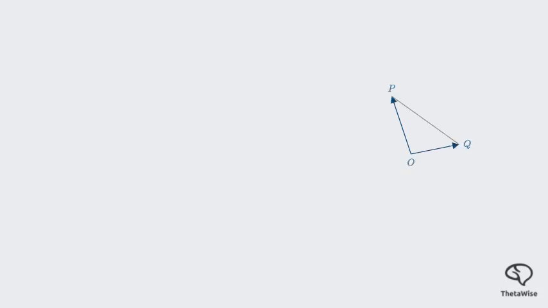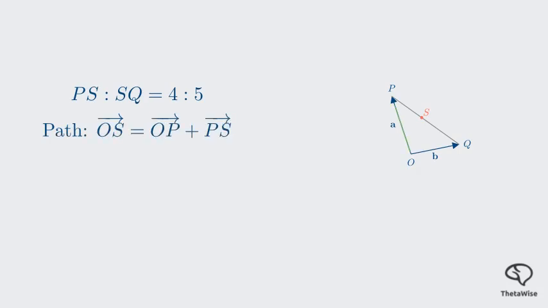In this first example, we are given a triangle OPQ. Our goal is to find the vector OS in terms of A and B. We are told that S divides the line PQ in the ratio 4:5. To get from O to S, we need to find a path. A simple one is to go from O to P, and then from P to S. First, let's find the full vector PQ. To go from P to Q, we go backwards along A and forwards along B.